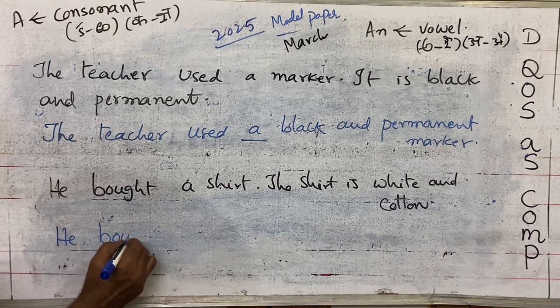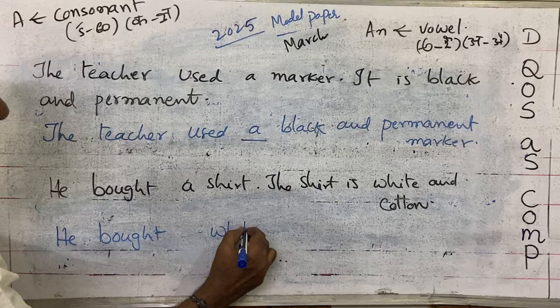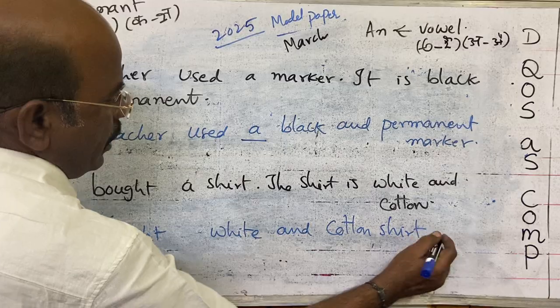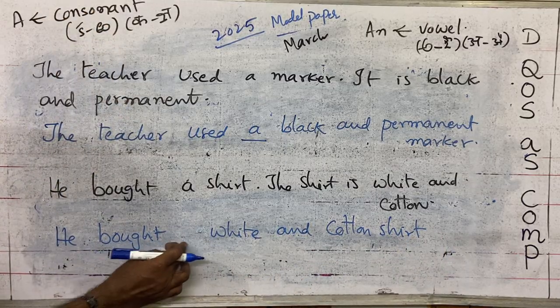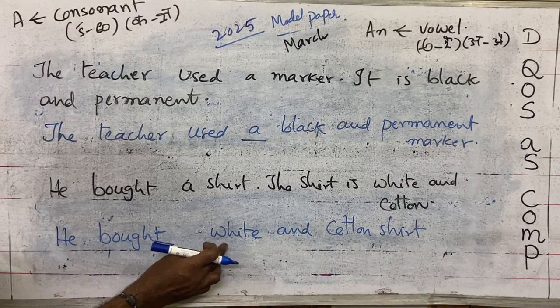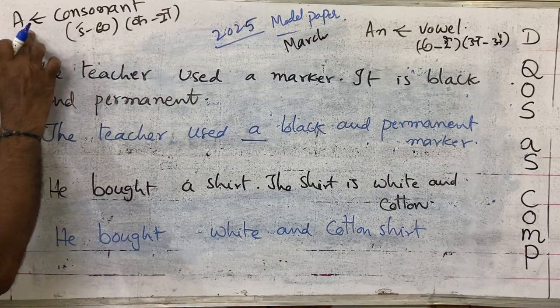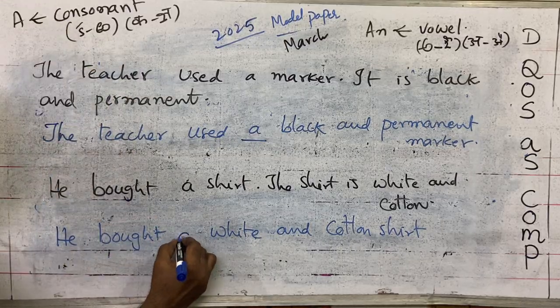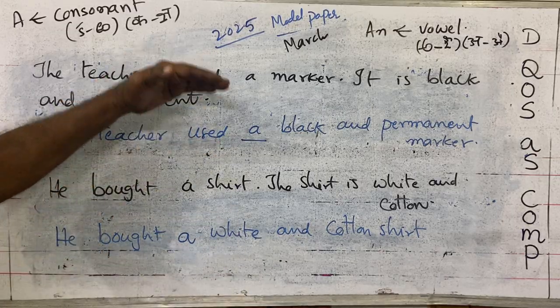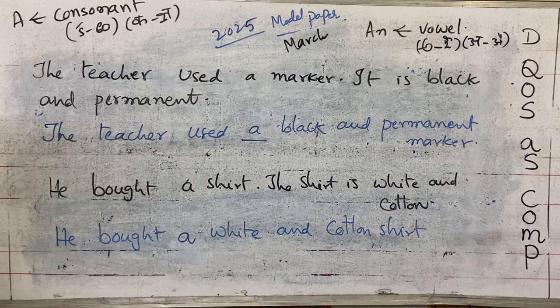He bought a white and cotton shirt. Here the determiner is for the white shirt. It is singular, so that's why before the wa sound of white, we are writing a. The sound is a. So that's why here you are taking a. Depending on the sound only you have to take a or an. Especially a and an have their own rules. So he bought a white and cotton shirt.